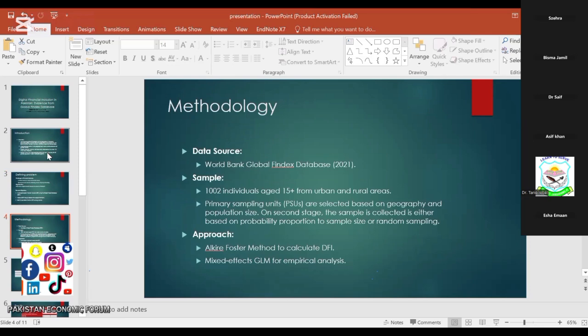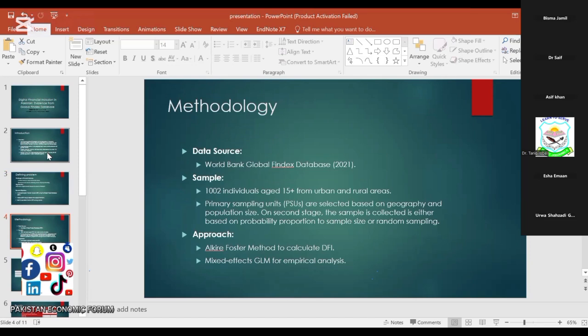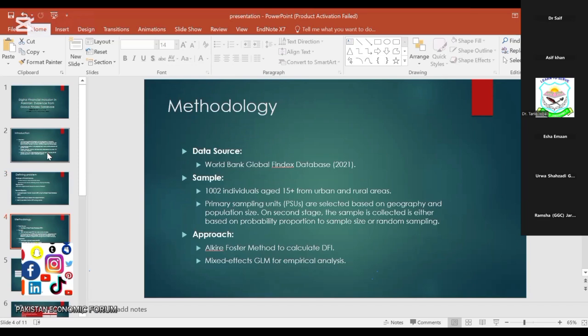The methodology of this article, this chapter, was that we took the data from the World Bank Global Findex 2021 round, which included 1,002 individuals aged 15 and above, and they included both urban and rural areas. Primary sampling units were selected on the basis of geography and population size. In the second stage, the sample was collected either on the basis of probability proportional to sample size or random sampling. Then, taking this database, we calculated DFI, that is digital financial inclusion, through the Alkire-Foster methodology.